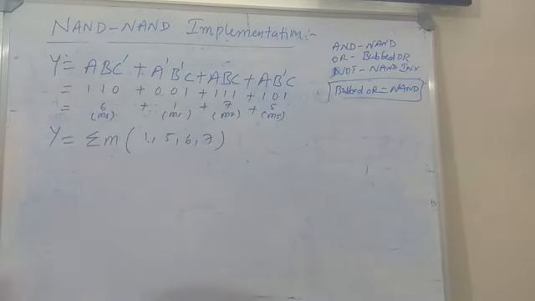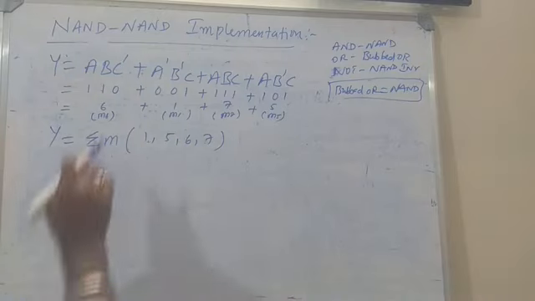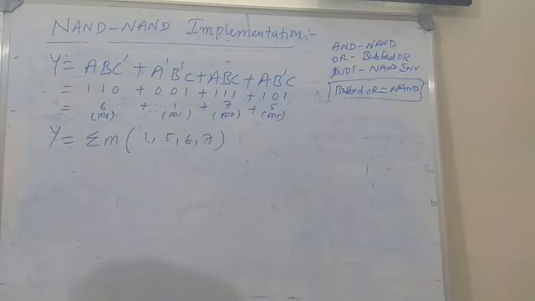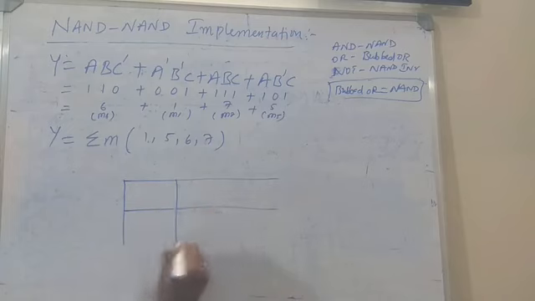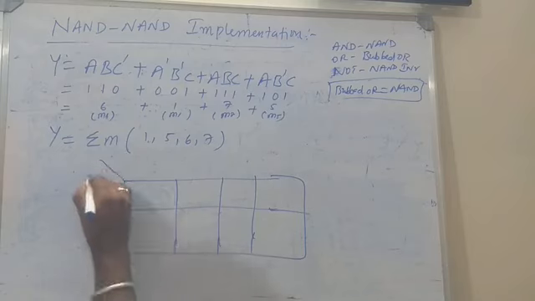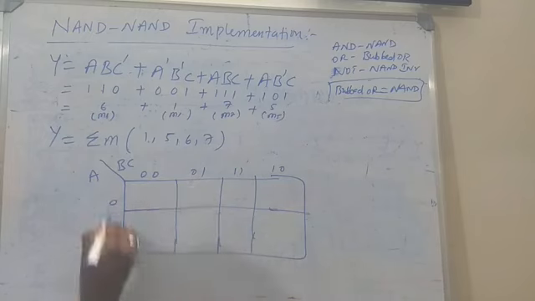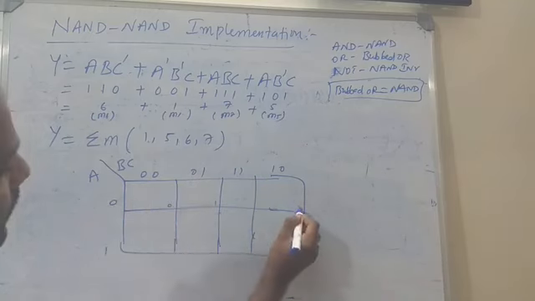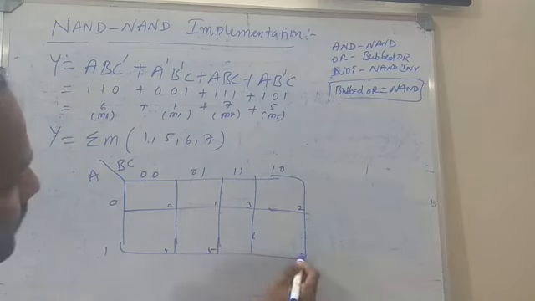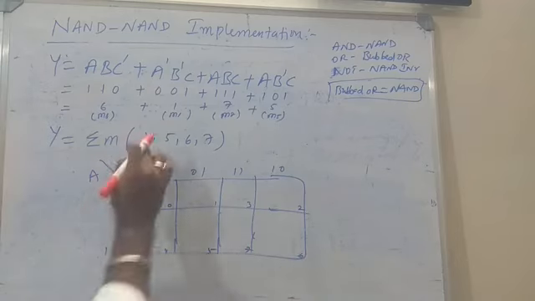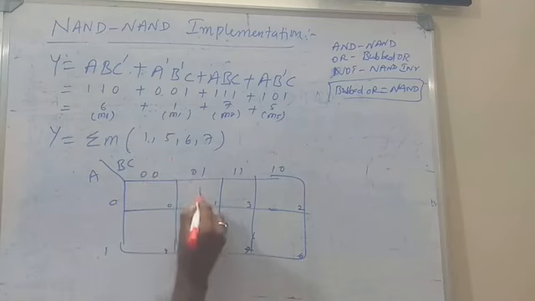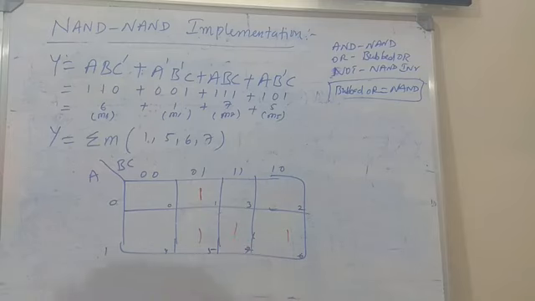Now I am going to simplify the logical equation. Here there are 3 input variables, so I am going to use a 3 variable K-map. Here I write A, B, C, with 0 0, 0 1, 1 1, 1 0, and 0, 1. The cells are 0, 1, 2, 3, then 4, 5, 6, 7. The min terms here are 1, 5, 6, and 7.